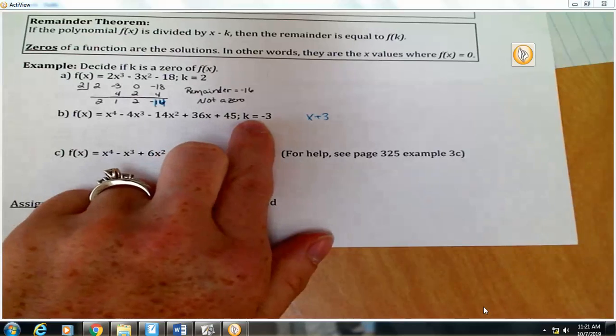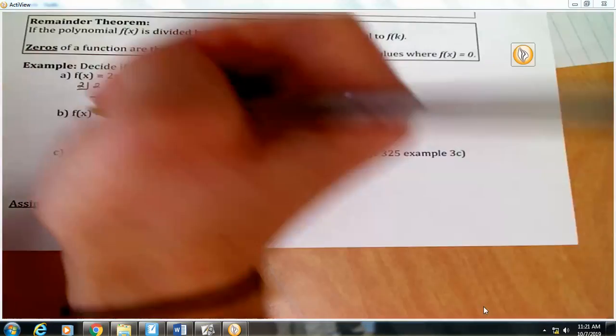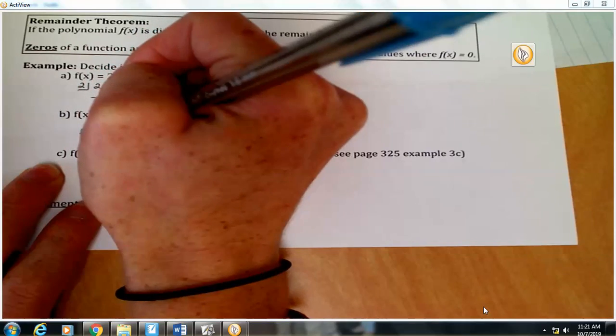If I want my remainder, tell me one way to get it. Plug in negative 3. What's the second way of getting it? Synthetic. Let's plug in the negative 3 on this one. So if I just did f of negative 3.